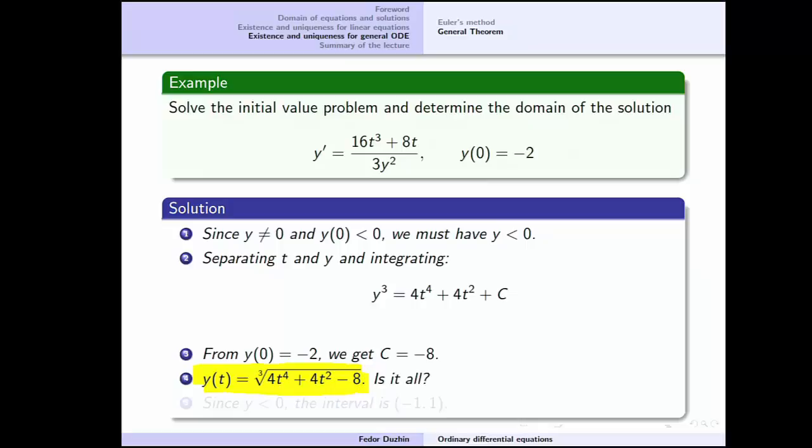But notice that y must be negative. It means that 4t to the 4 plus 4t squared minus 8 is going to be negative. And then if you solve this inequality, you will see that the answer is the interval must be from -1 to 1.